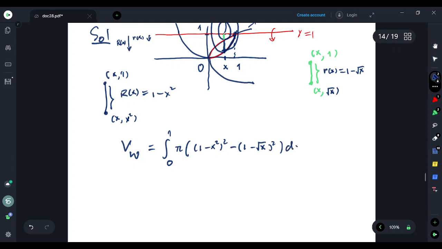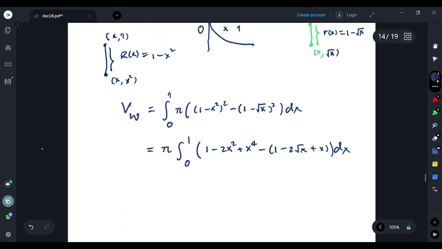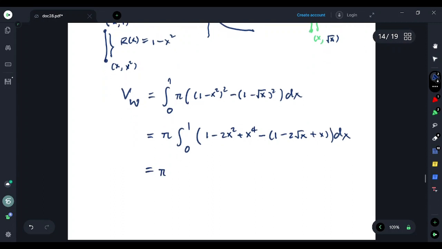Okay, and then integrate dx, and then just let me move pi, and then we expand the square. That's gonna be 1 minus 2x squared plus x to the power 4, and then minus 1 minus 2 square root of x plus square root of x squared is x, and then integrate dx. So it's gonna be pi, and 1 cancels out.